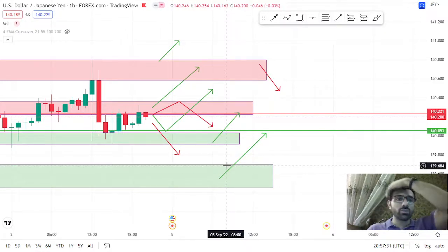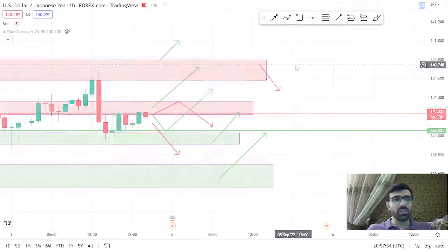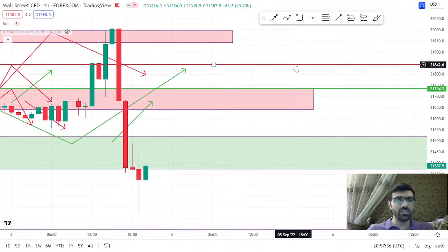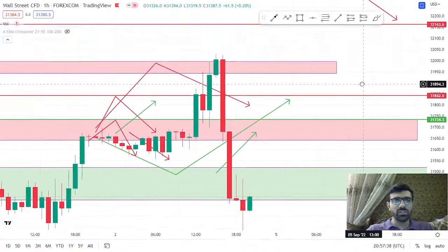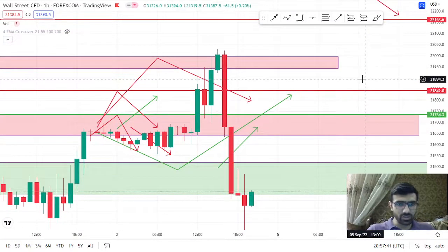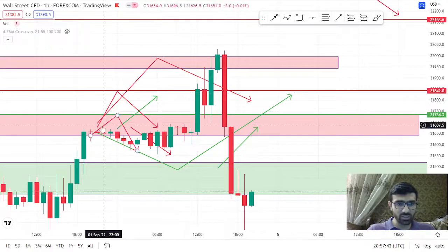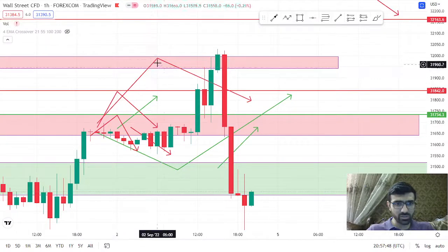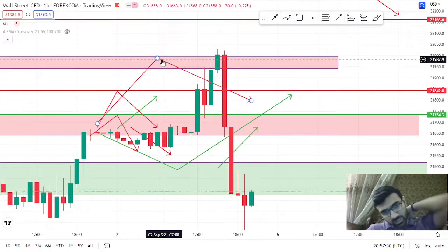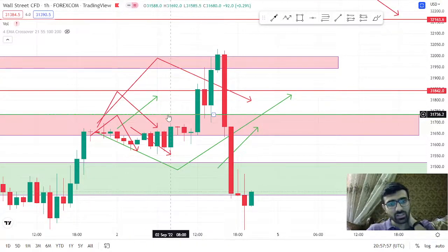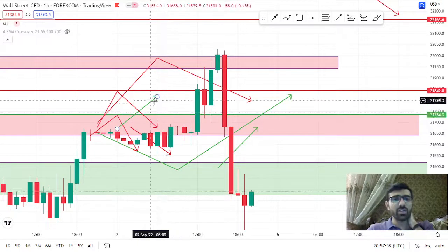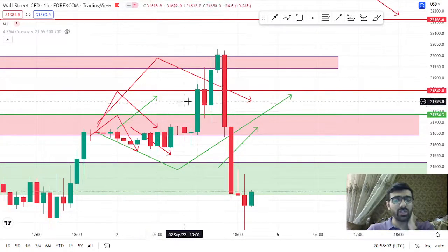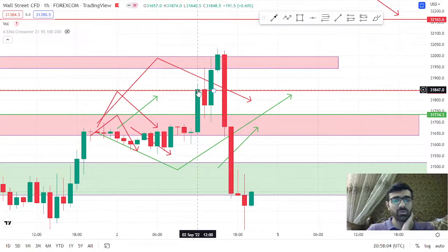Okay, so now let's move on to the next pair, which is DJ Dow Jones. Now let us check what Dow Jones did with us yesterday. You guys can clearly see the market was over here and we gave you several selling setups and several buying setups. Both of our setups came into play beautifully. You can clearly see that this area was broken and we gave you a good buying area. If this area was broken, then maybe we could go long from here.